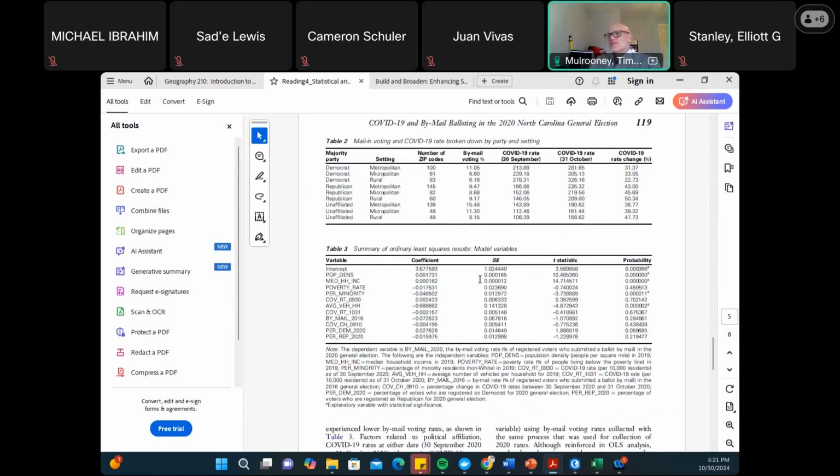Is it population density? Is it median household income? Is it poverty? Is it percent minority? Is it COVID rates? Is it change in COVID rates? Is it Democrat, Republican, or independent? So what are the different factors attached to these? I've talked about this paper before, but I want to go back and revisit this, and that's what our reading number 4 is going to be.